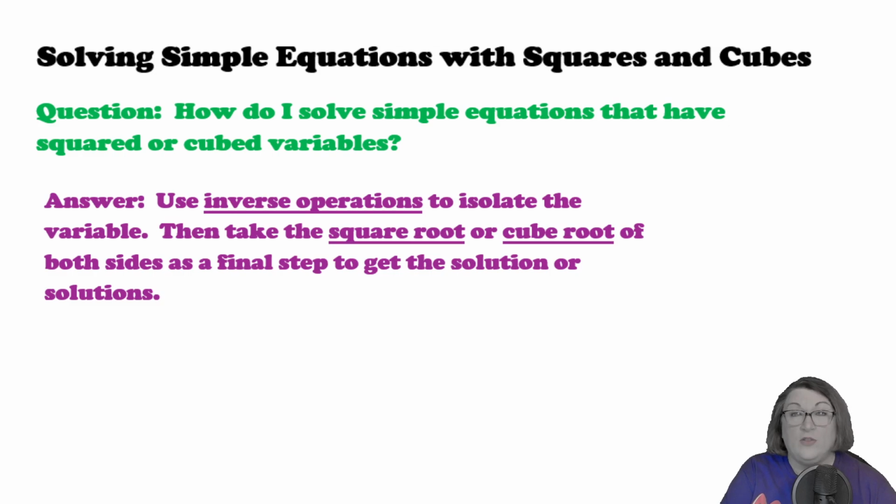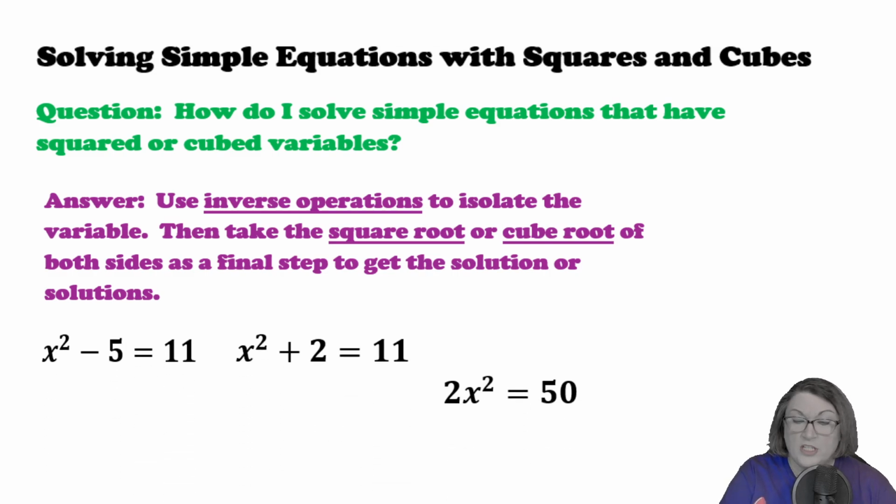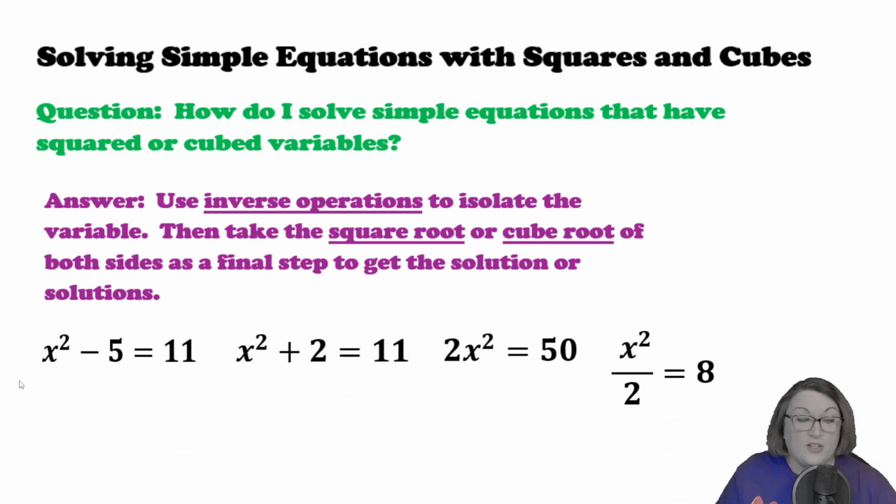At the very final step, though, you're either going to take a square root or a cube root in order to cancel out the squared variable or the cubed variable, because taking a square root is the opposite of a squared number or quantity, and taking the cube root is the opposite of cubing a variable or a quantity. So here are some examples. We're going to start with some square roots first.